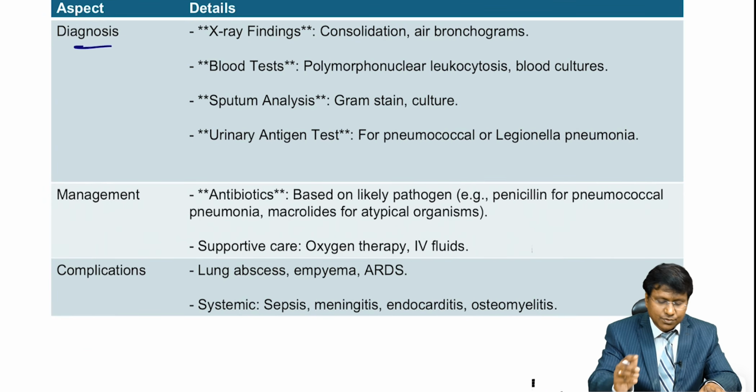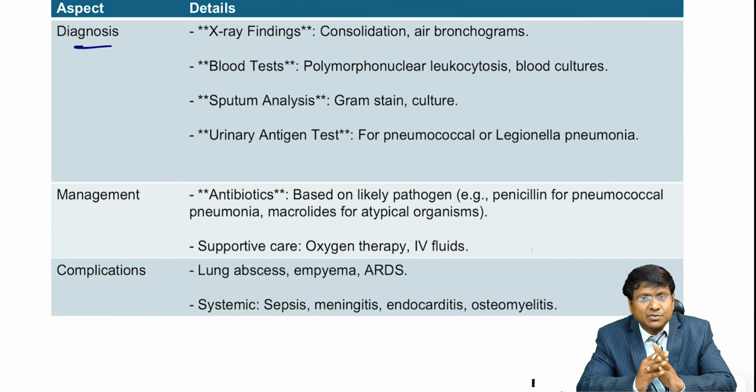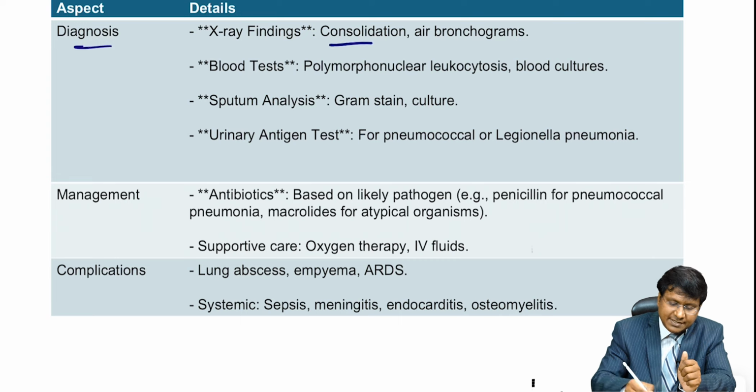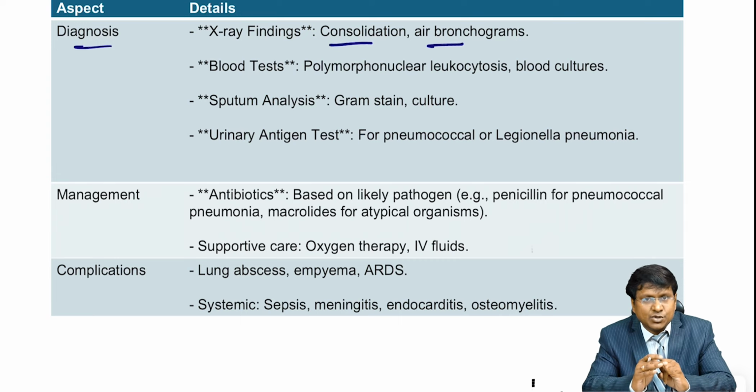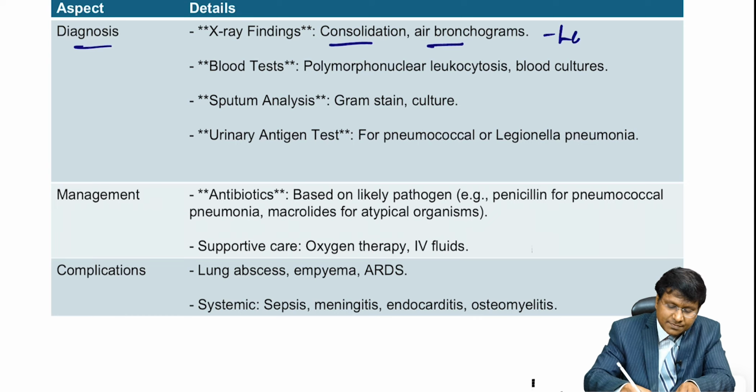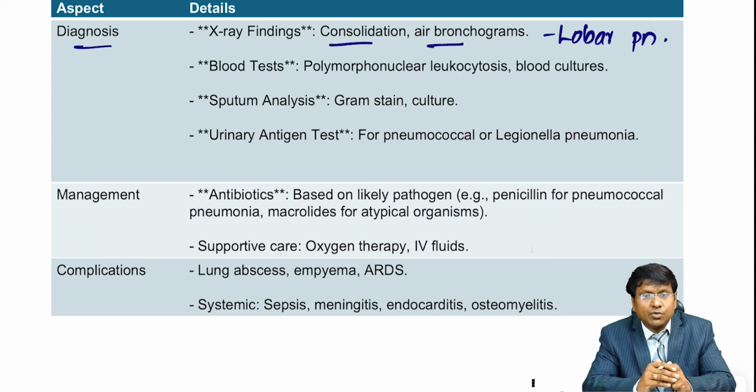Now, coming to the diagnosis. What does the chest X-ray show? The chest X-ray shows the presence of consolidation as well as air bronchograms. But these air bronchograms are present mainly in case of lobar pneumonia. And what does the chest X-ray show in case of Klebsiella pneumonia?